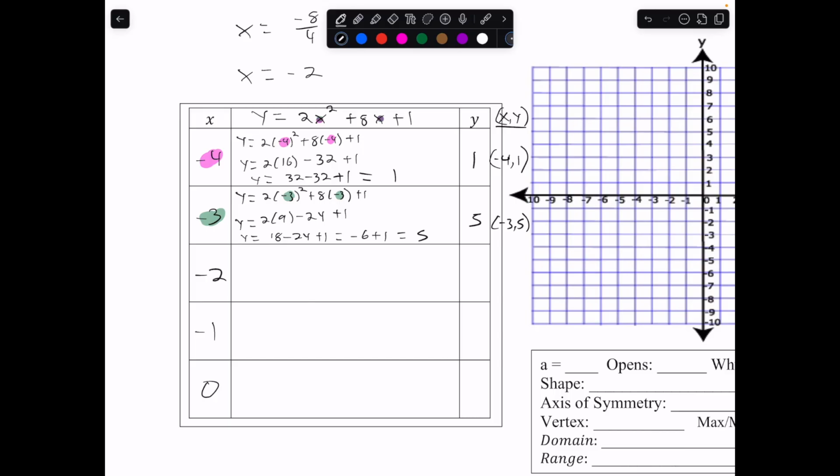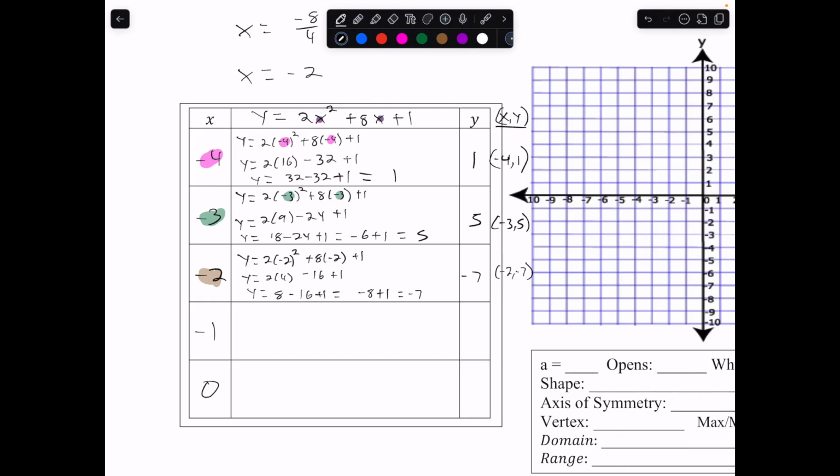All right, let's continue. So now we're going to plug in negative 2. Same idea. y is equal to 2 parentheses negative 2 squared plus 8 times negative 2 plus 1. y is equal to 2 times 4 minus 16 plus 1. y is equal to 8 minus 16 plus 1, which is equal to negative 8 plus 1, which is equal to negative 7. So our next ordered pair is negative 2 comma negative 7.